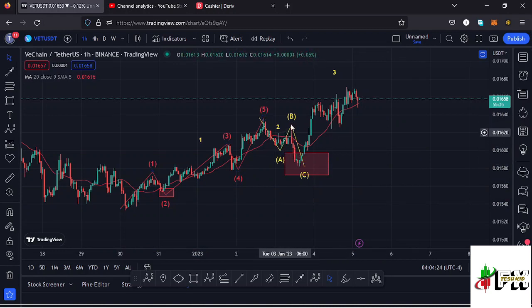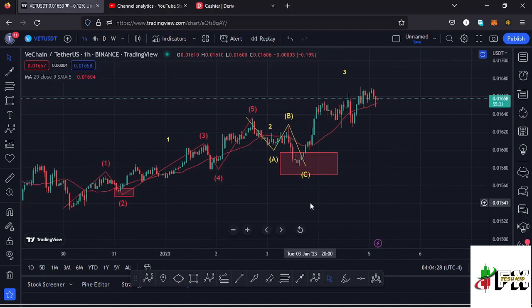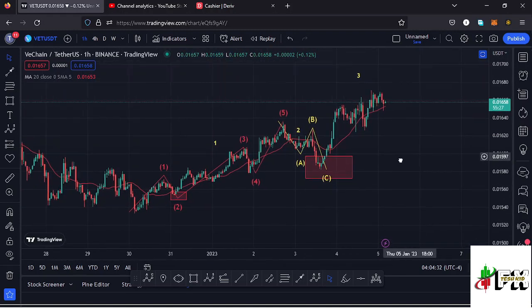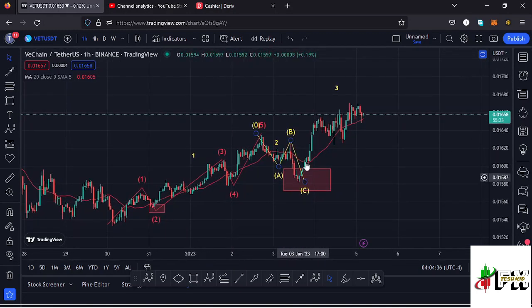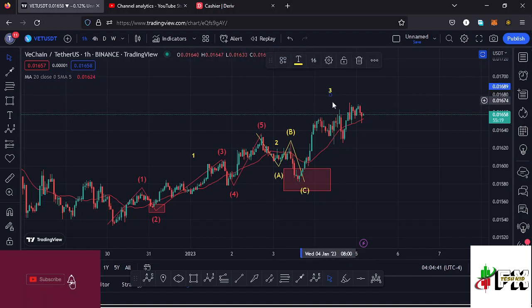Also saw the formation of this ABC corrective structure, which we also expect in the formation of a second wave because of its corrective structure. And whatever we expect next after seeing the formation of a second wave is another impulsive movement to the upside in the formation of a higher Elliot wave count 3 to the upside.